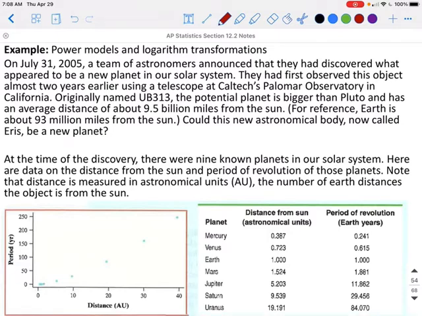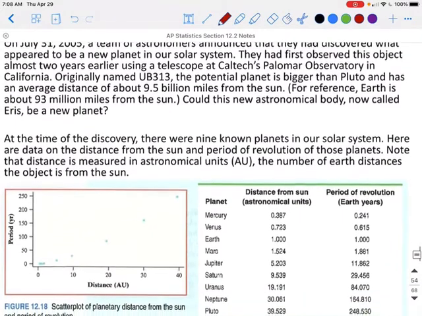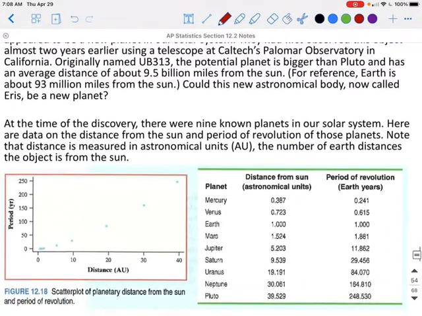At the time of the discovery, there were 9 known planets in our solar system. Here are the data on the distance from the Sun and period of revolution of those planets. Note that the distance is measured in astronomical units, where the number is Earth's distance to the Sun. So if you notice, this is a curved pattern.